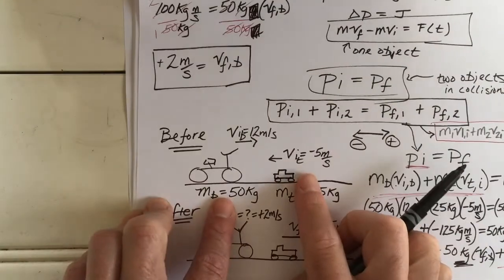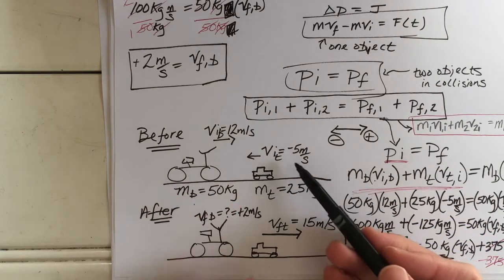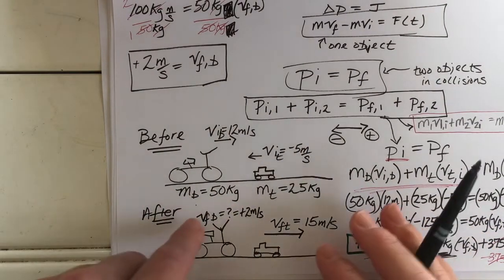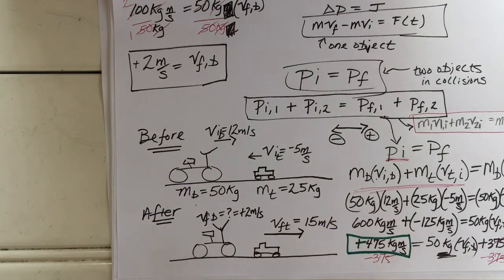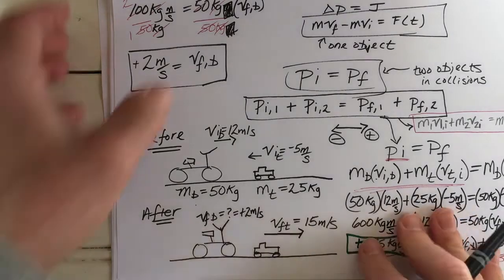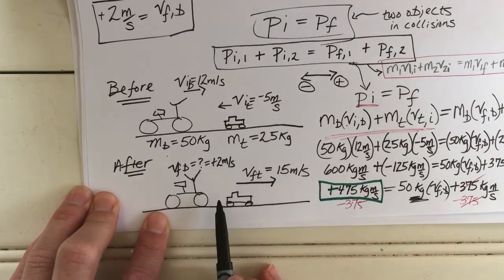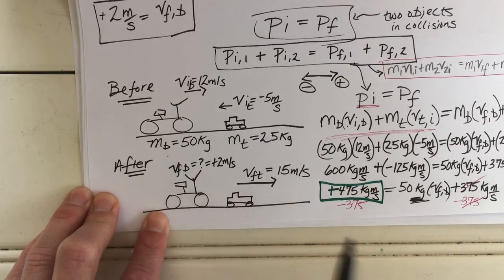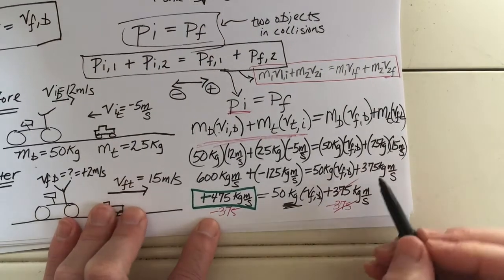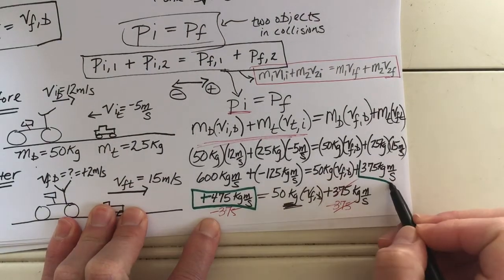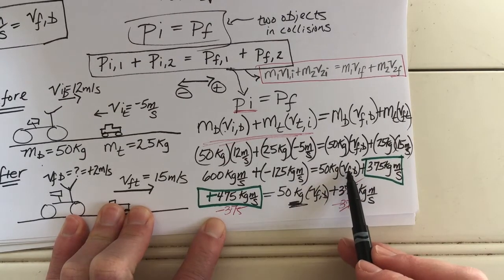I don't care that one of them was moving left, right? Even though it was moving left, it had such a small mass that there was still an overwhelming amount of momentum directed to the right. So in the end, there still had to be 475 kilogram meters per second directed to the right. And if we go back and look at that, we can see that, right? Because here we had 375 of that 475, and then 50 times VFB.